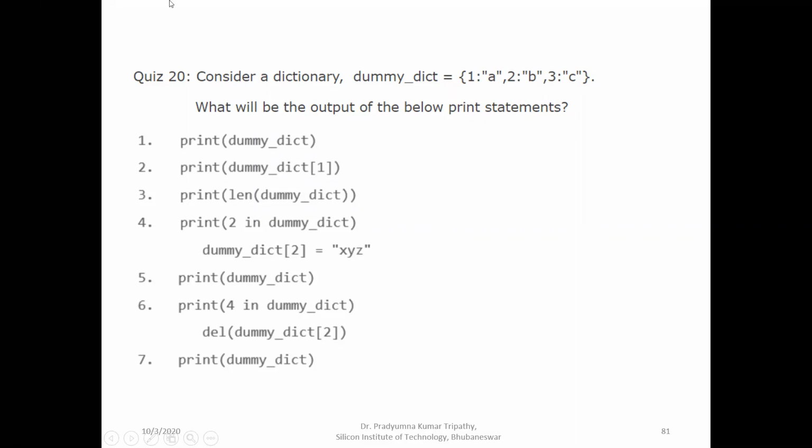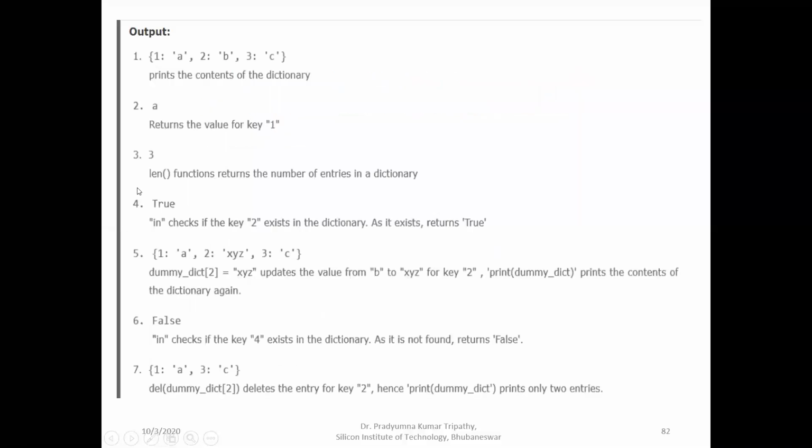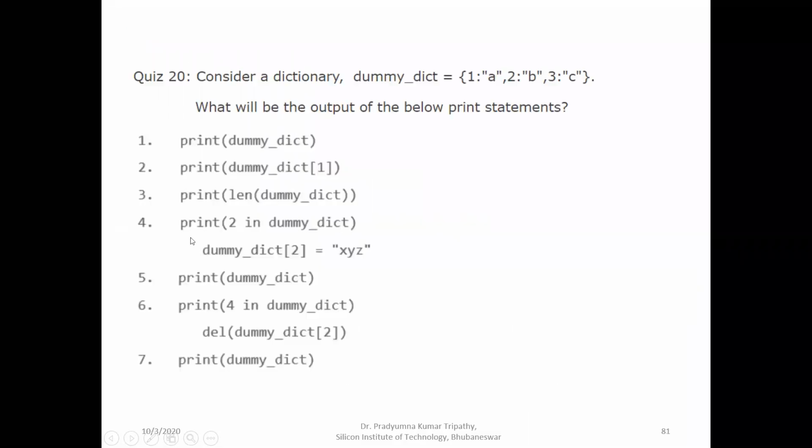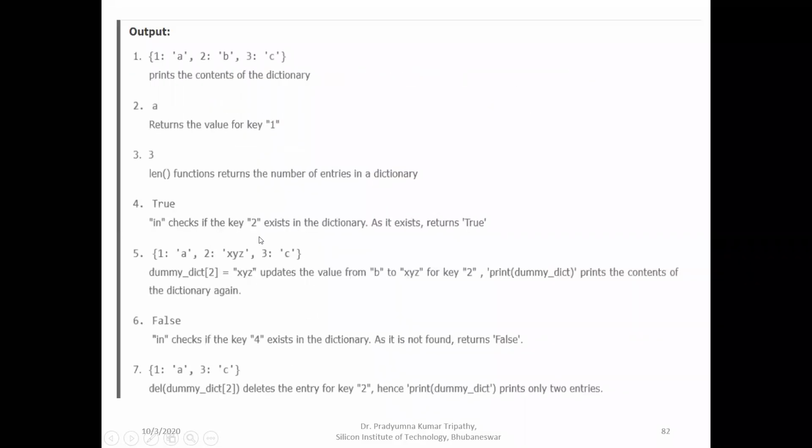2 is the key. Dummy dictionary of 2 is equal to XYZ. 2 is the key over here. So then I print the dummy dictionary. 4 in dummy dictionary, false. So look over here, for each of these, we have written that this prints A, this is 3, this is true. 4 is false, and it checks whether the key 2 exists in the dictionary.